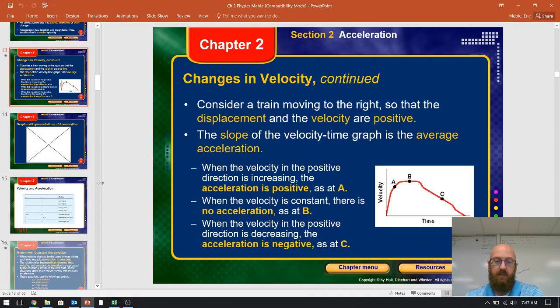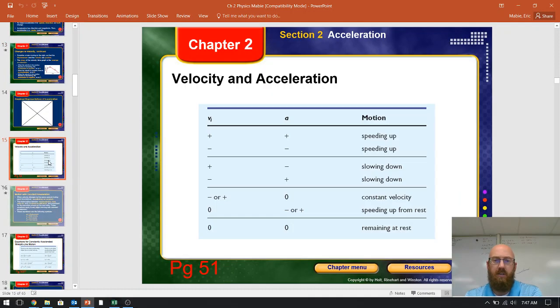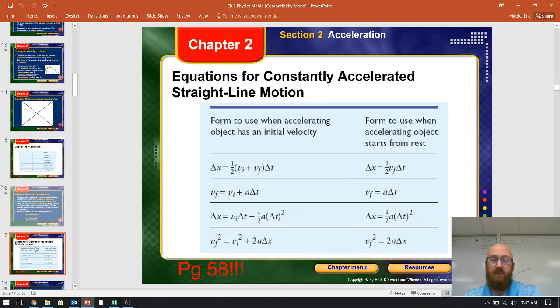Easy way to think about it. And there's the velocity, acceleration, speeding up. The velocity negative. You can go through this. I'm not a big fan of these charts, but for some people it helps.